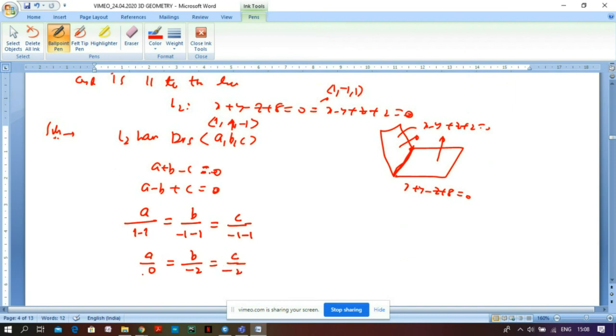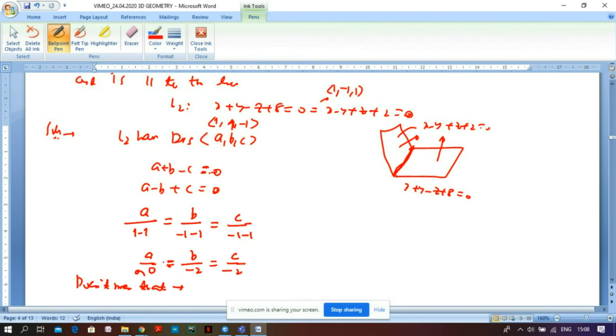Mind you, this does not mean that you are dividing a by 0. No, this just means that the direction numbers a, b, c are proportional to 0, minus 2, minus 2. So whenever 0 occurs here, you have to interpret it that it is not something illegitimate, and we are not suggesting that 0 divides it.